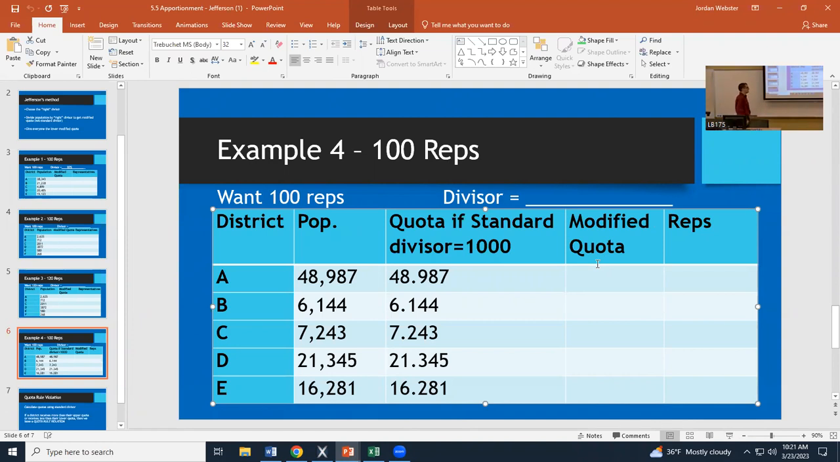So while Jefferson's method doesn't allow for the Alabama paradox, it can't happen in Jefferson's method. The new states paradox can't happen in Jefferson's method. The population paradox cannot happen in Jefferson's method. A quota rule violation can happen, and that can't happen in Hamilton's. Right? So there are three issues that could happen with Hamilton's, one big issue that could happen with Jefferson's.